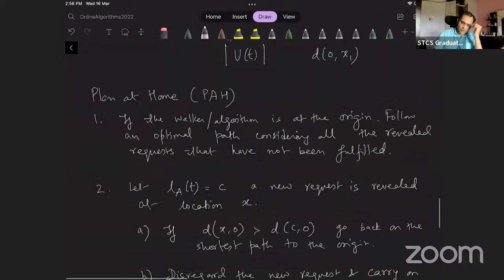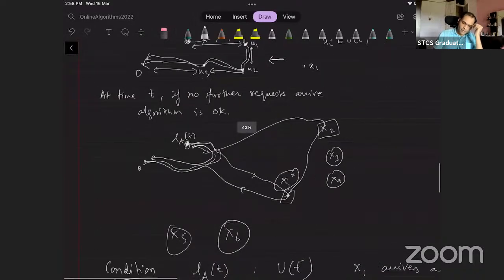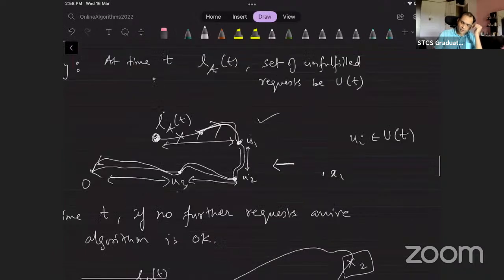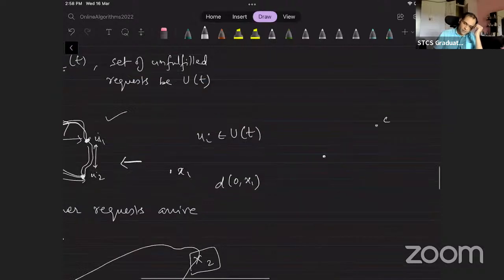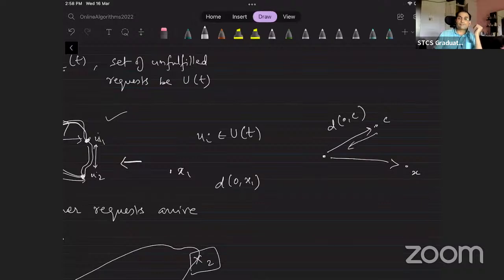So it is simpler than what you're suggesting. What is it saying? You are at L_AT, okay, and this new point x1 gets revealed. Look at the distance between origin and x1, and look at the distance between origin and L_AT. This, in my language, is C. So this is my C, this is my x1. You are currently at C. So if d(C, 0) is less, you just head back to the origin. And we know once we hit the origin what to do.